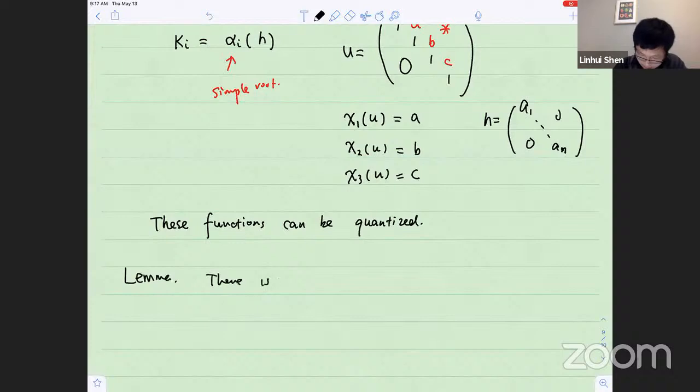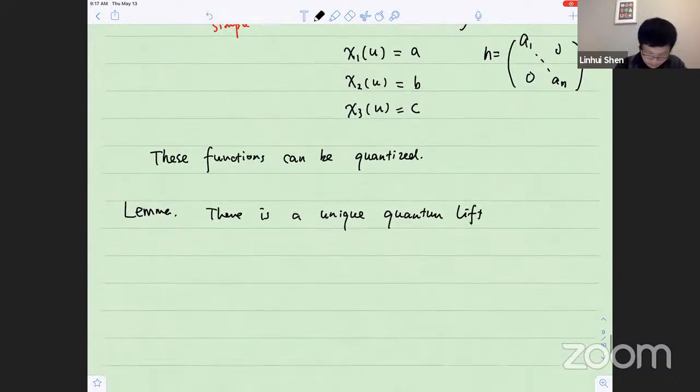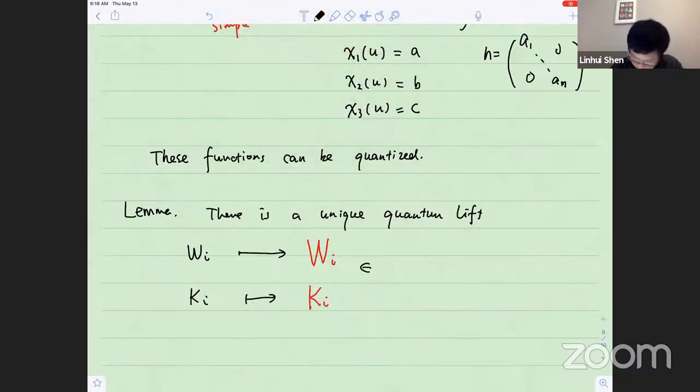There is a unique quantum lift. So this WI goes to some function, bold WI maybe, and KI goes to some bold KI. They are functions on the Q deformation of this Poisson algebra. And this is unique.